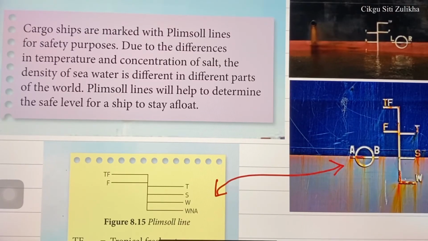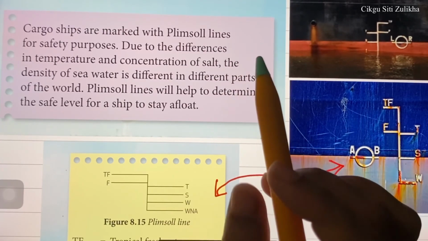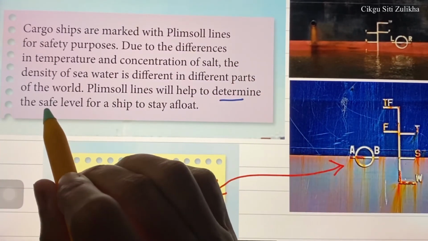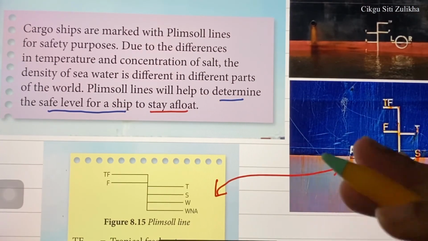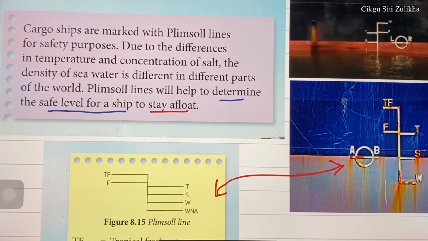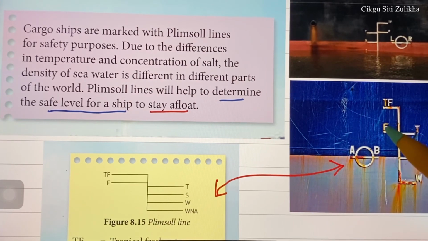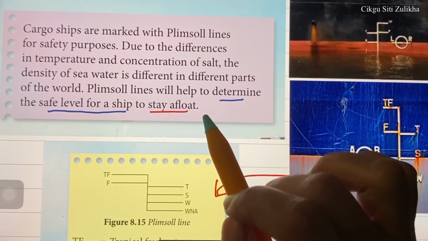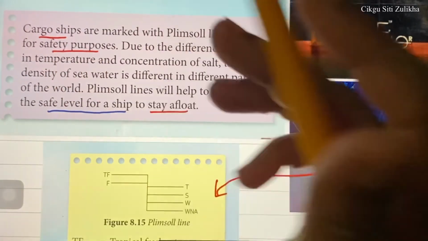What is actually the function of this plimsoll line? Okay, line untuk plimsoll ni sebenarnya dia adalah untuk kita nak tahu determine the safe level for the ship to stay afloat. Let's say kadang-kadang kita nak isi muatan dekat kapal ke, okay, kita boleh tengok level ni. Kalau dah terlalu bawah sangat, maksudnya kebarangkalian untuk karam tu tinggi lah. Okay, so normally kita akan gunakan ini untuk kita nak tentukan the safe level for a ship to stay afloat. Okay, normally untuk cargo ship untuk safety purpose.